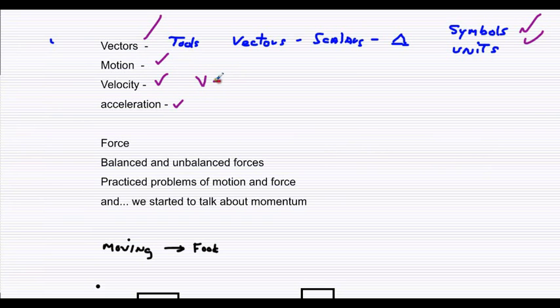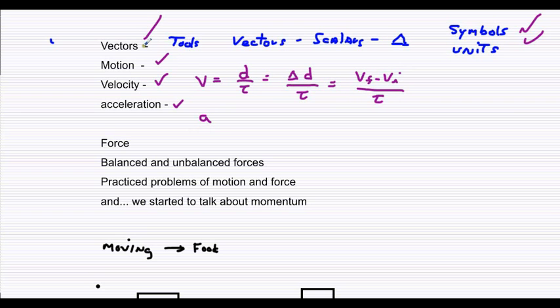It had direction, and it was equal to distance divided by time. And sometimes it was equal to a change in distance divided by time. And we also talked about a change in anything being a v final minus v initial divided by time. Okay? We talked about acceleration.